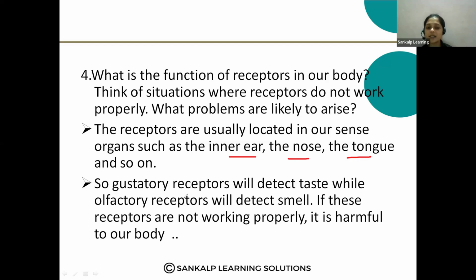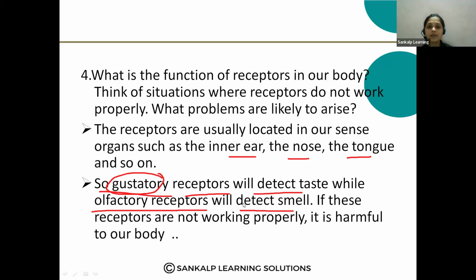Gustatory receptors, as I have already explained, detect the taste. These receptors are present at the tongue. Olfactory receptors detect the smell, and some receptors on our skin detect the touch. The receptors present in our eyes detect the light, etc. So these are the receptors.